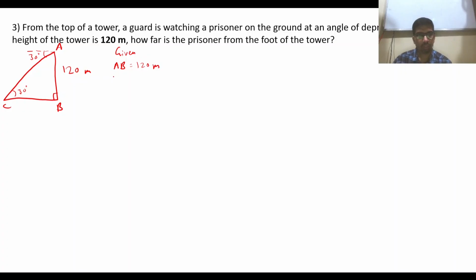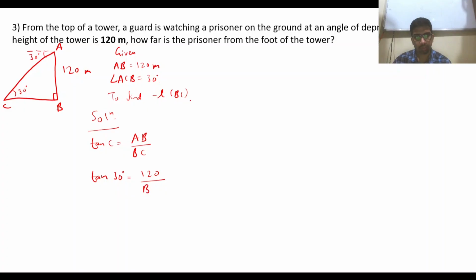And then what we have got: angle ACB is 30 degrees. You have to find the length BC. Again the tan formula will come. So tan C is the opposite side AB upon the adjacent side BC. That's the tan formula. So the angle is 30 degrees, tan 30 degrees. AB is 120 meters and BC is what we have to find.